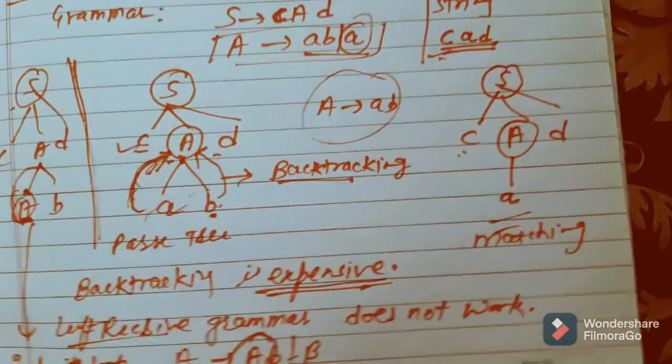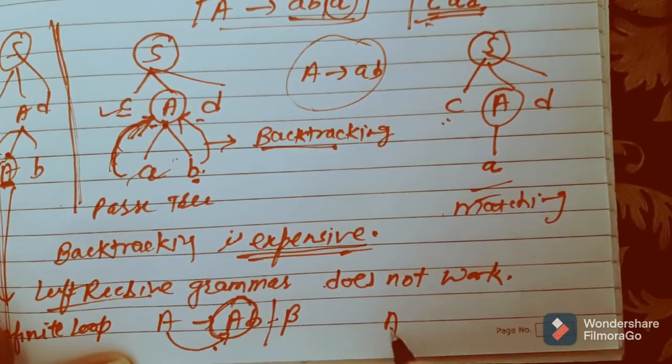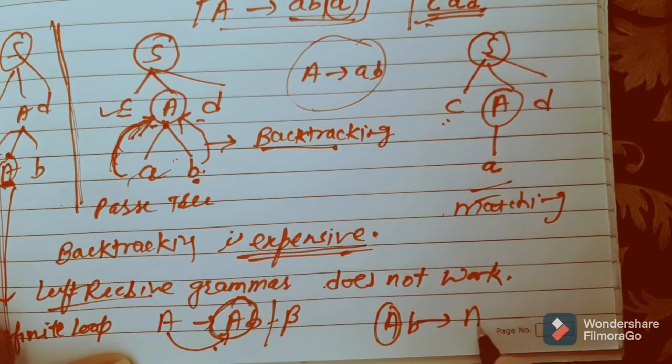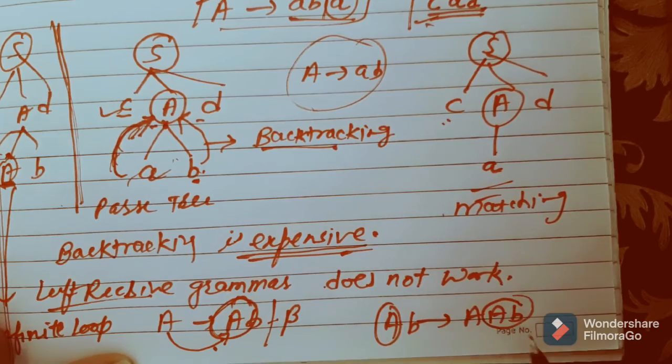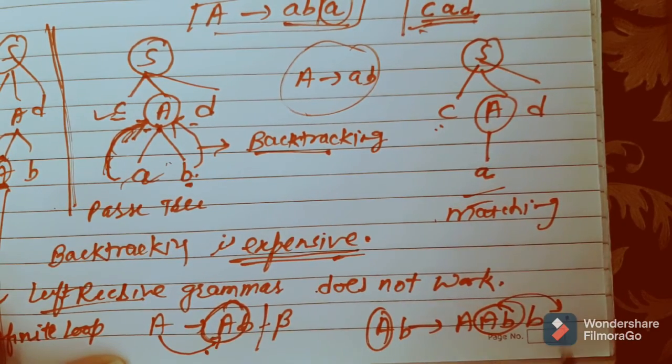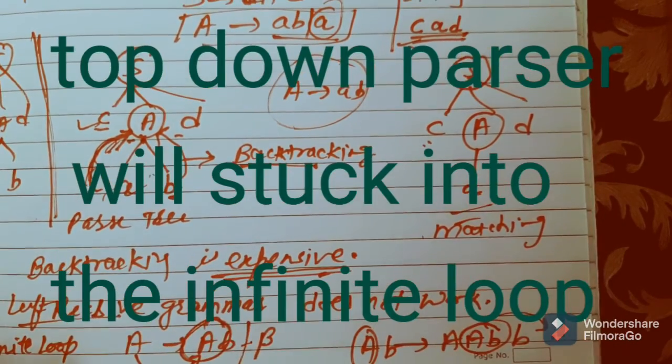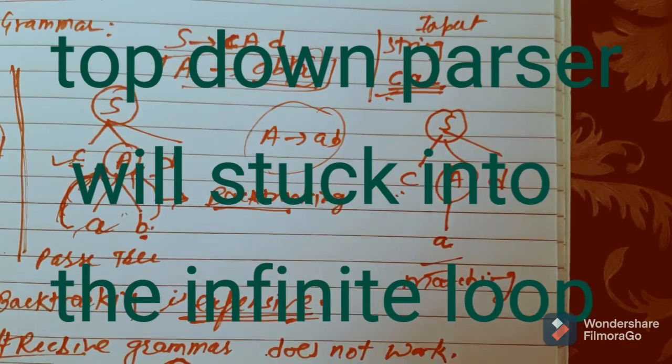Why? Because first A will come, A, B, and then this A, B will be replaced, and after this again A will come, after that again A will come, so the parser will get stuck in an infinite loop.